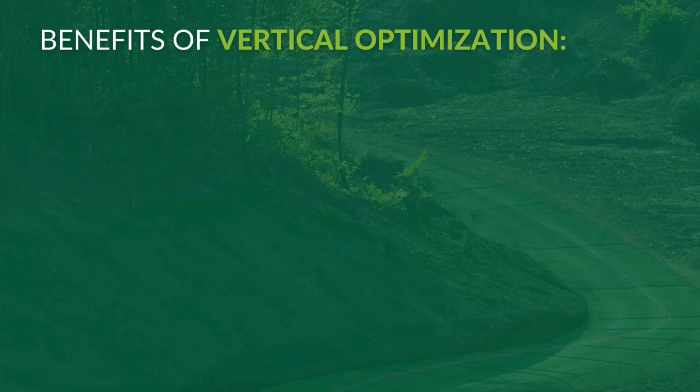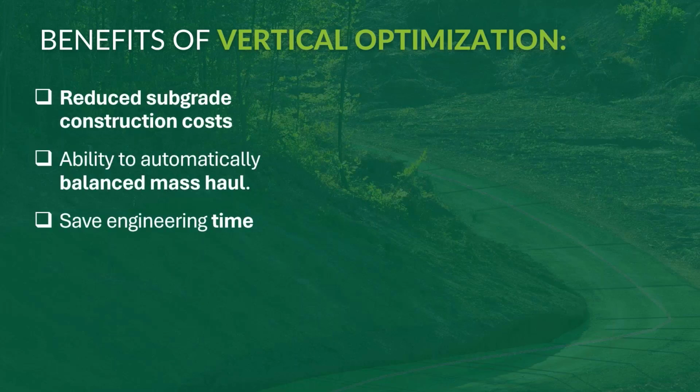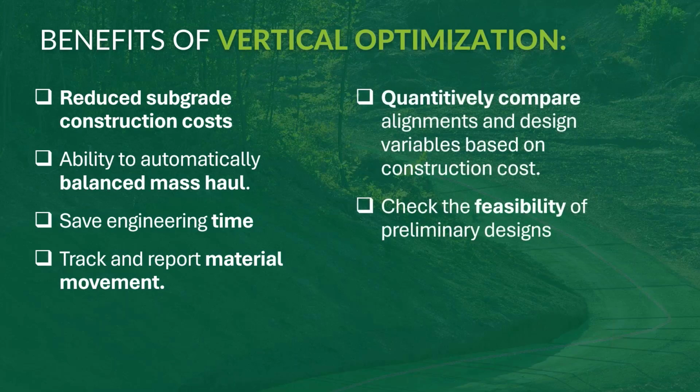Vertical optimization, I feel like I don't really need to talk about these because you are going to see them here in a second. What benefits? Well, that's the age-old benefits of anything. We're going to save time and save money, but it does give you the ability to also automatically balance your mass haul, whether that's with the inclusion of borrow and waste pits or doing so internally within the road's own materials. You can track and report your material movement. You can get the quantitative comparison, which is going to be concept 7 that we're going to chat through at the end. And you can also check the feasibility of preliminary designs. So those are some of the benefits.